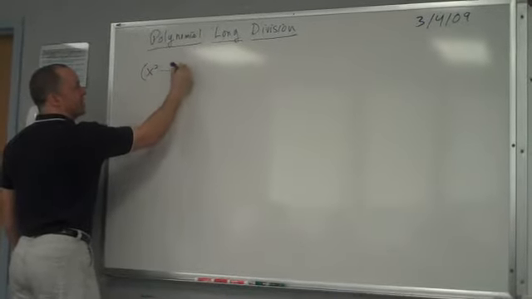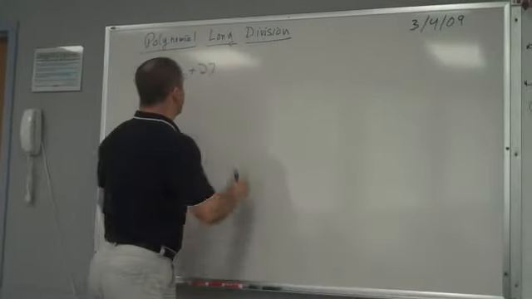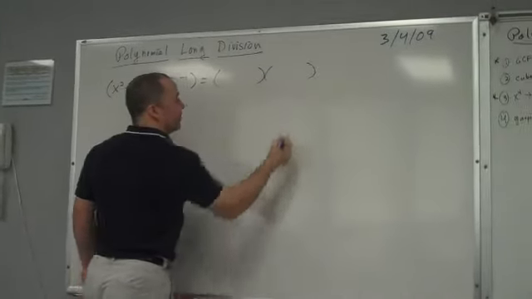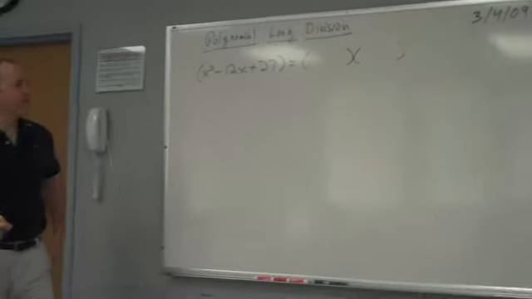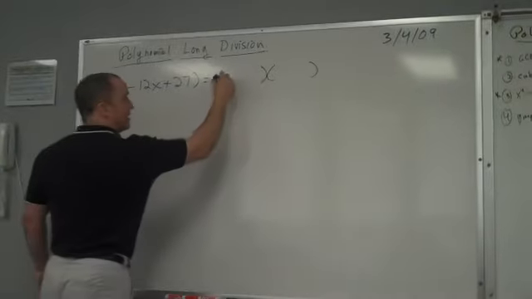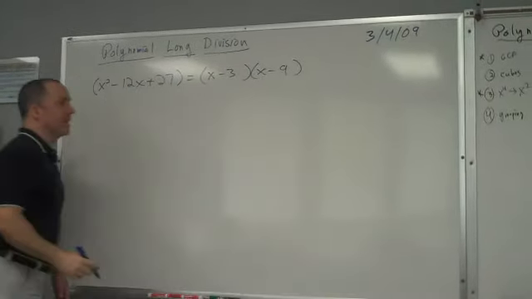x squared minus 12x plus 27 equals... Dean remembers it from the test. It was the one that I had trouble on. All right, what does this break down to? x minus 3, x minus 9.